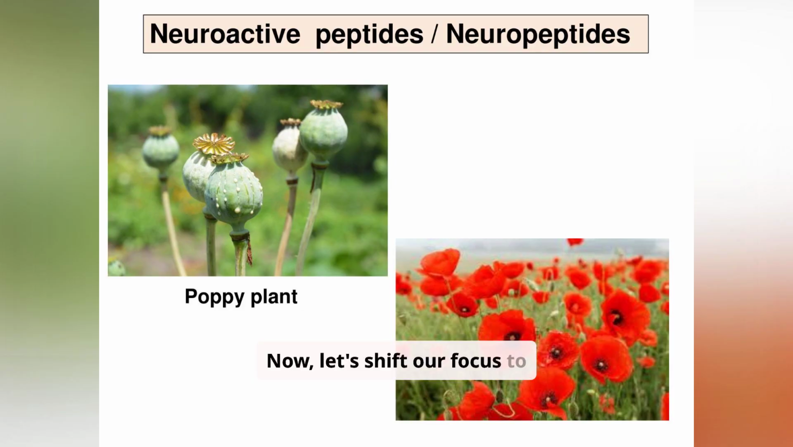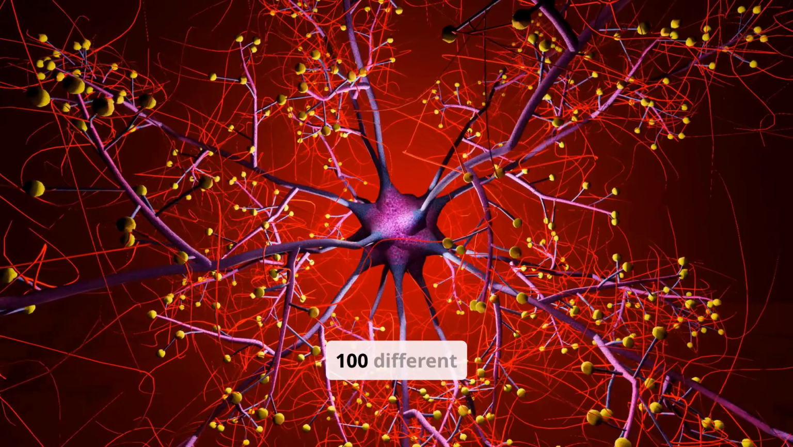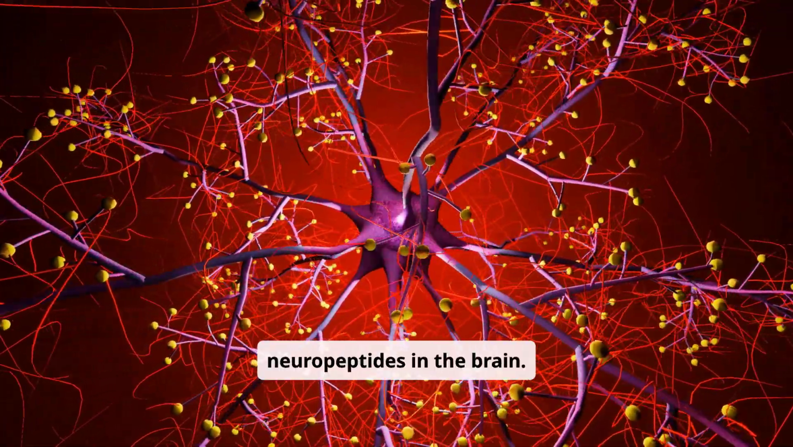Now let's shift our focus to neuroactive peptides, also known as neuropeptides. These molecules play a critical role in neuronal communication. Neuropeptides are peptides that affect communication between neurons, acting as neurotransmitters or neuromodulators. There are approximately 100 different neuropeptides in the brain.